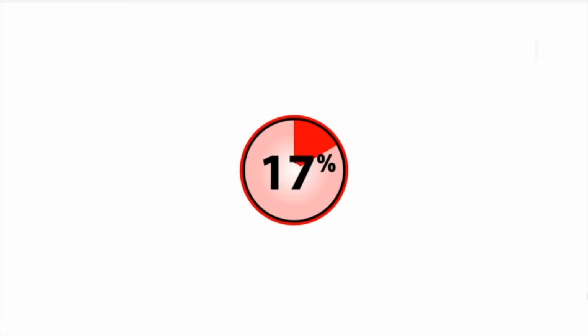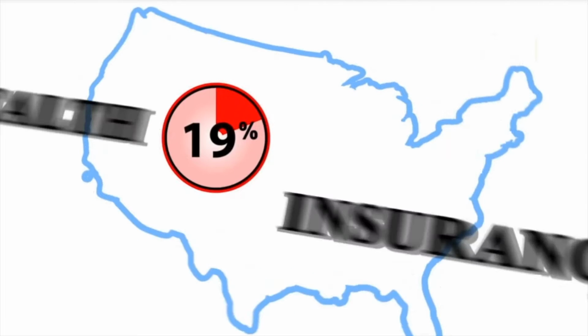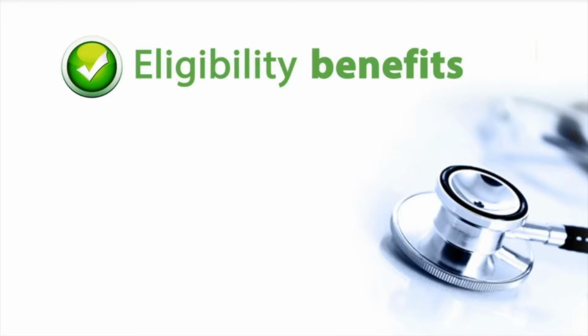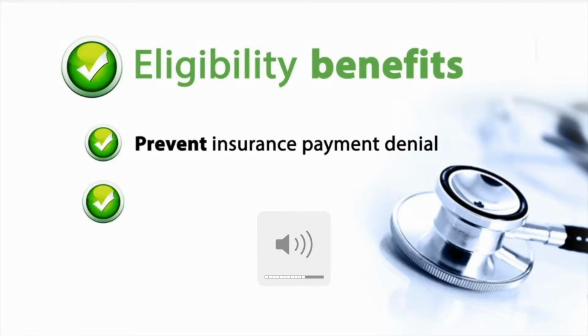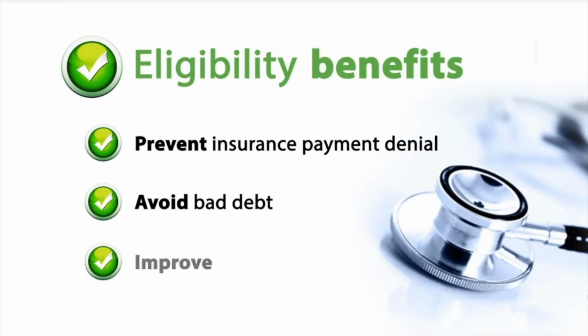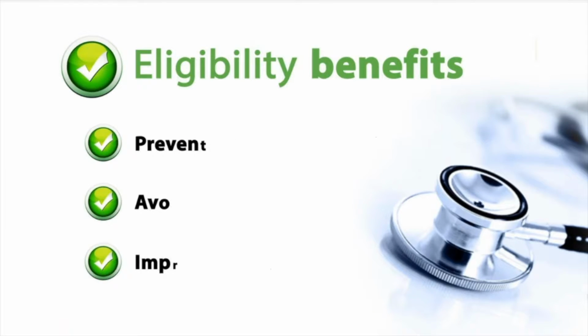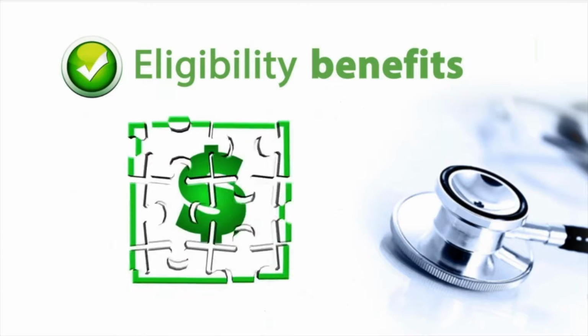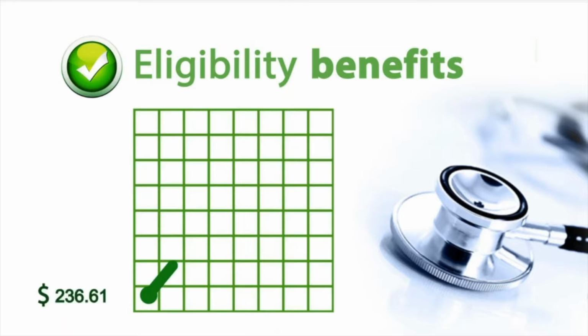Insurance payers deny 19% of U.S. claims due to patient eligibility and coverage issues. Eligibility verification is one of the best ways to prevent insurance payment denial, avoid bad debt, and improve cash flow. Eligibility is also essential to help ensure collection of patient payments that are escalating due to high deductible health plans.